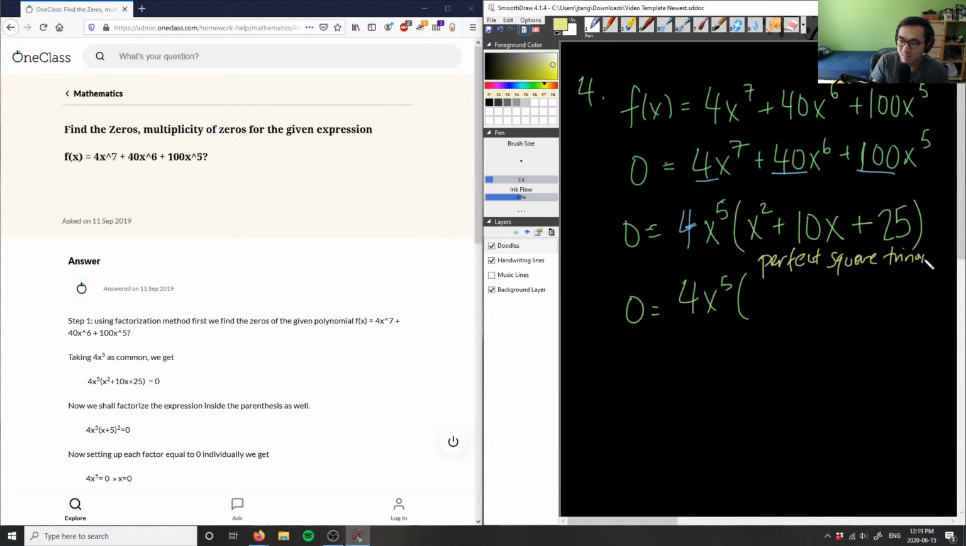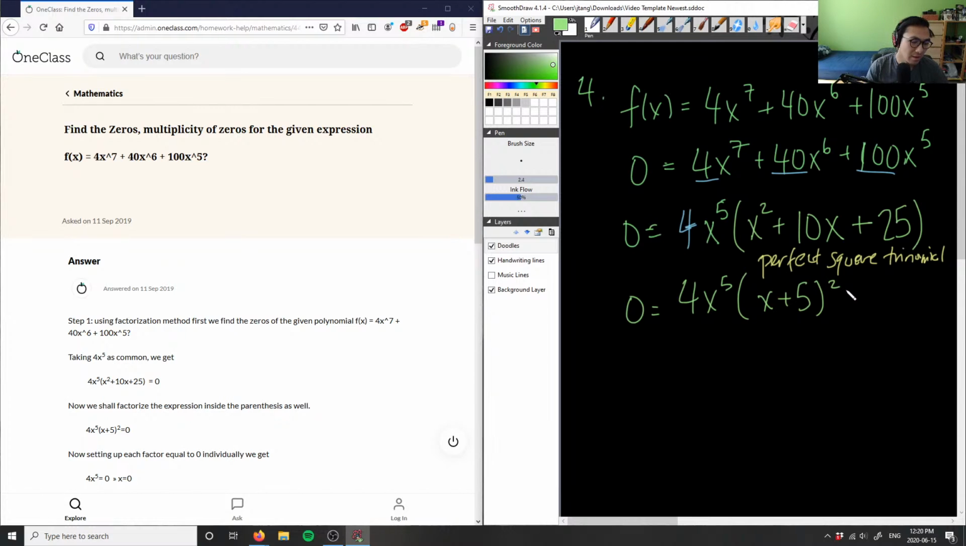Because I have a 25 value here, which is a square root of 5, and 5 times 2 is equal to 10. So this here is an example of a perfect square trinomial. So if I factor this, it's going to give me x plus 5 squared.